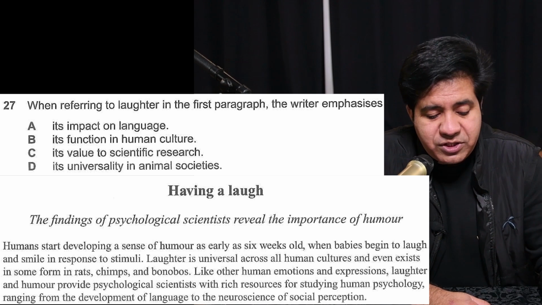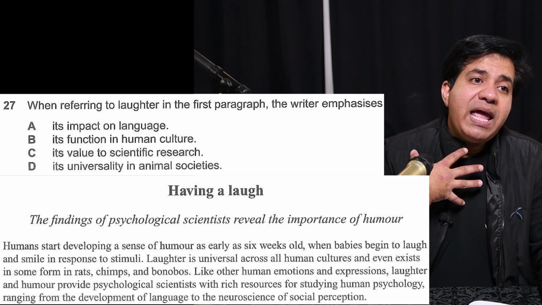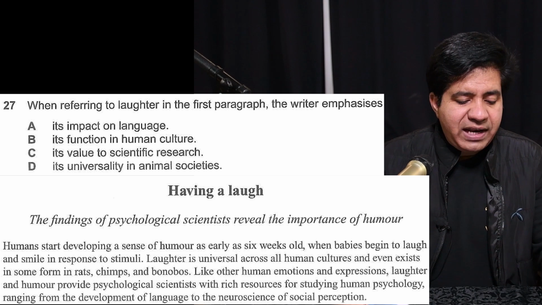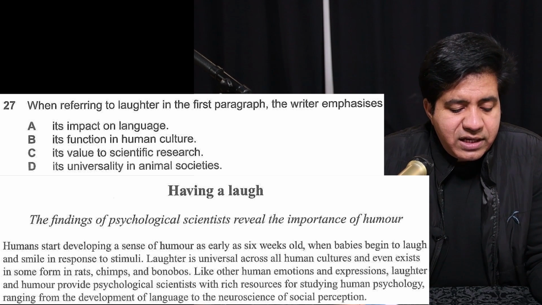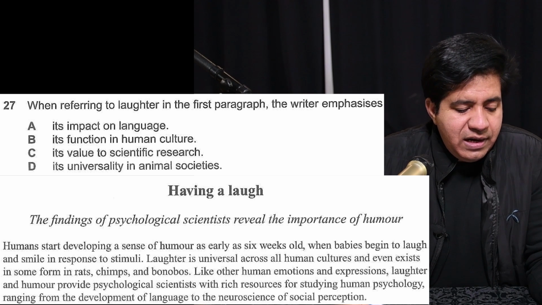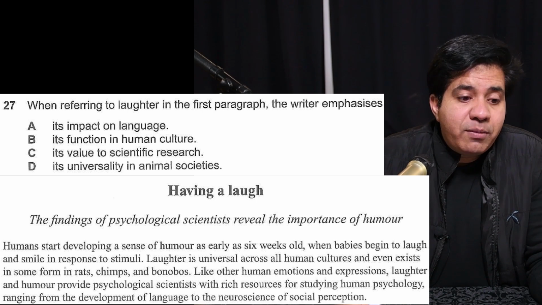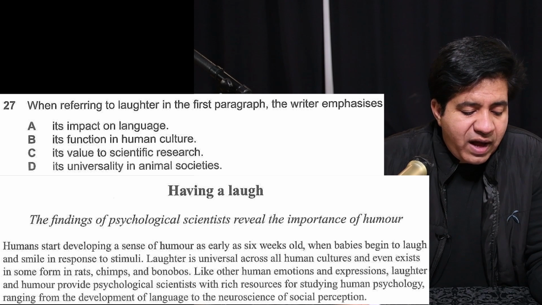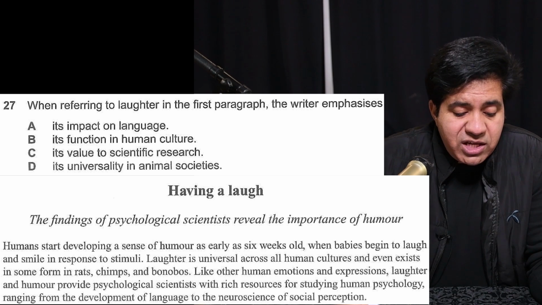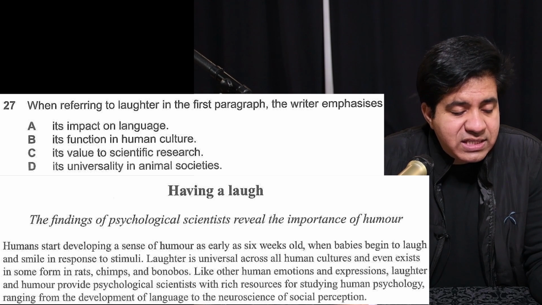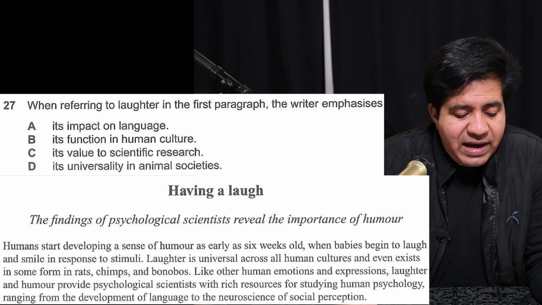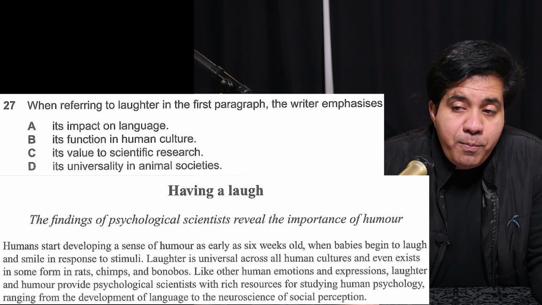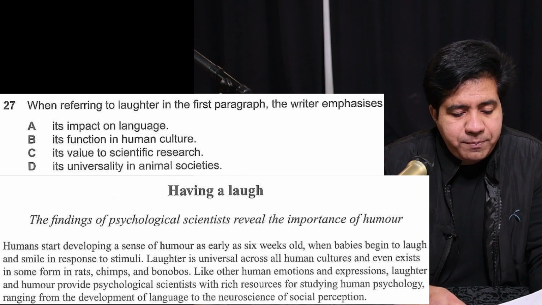When referring to laughter in the first paragraph, the writer emphasizes... Go to the first paragraph, focus on the last 3 lines, let's read them together. Are you there? Okay, third line from the middle. "Like other human emotions and expressions, laughter and humor provide psychological scientists with rich resources for studying human psychology, ranging from the development of language to the neuroscience of social perception." Now match this sentence with one of the options.